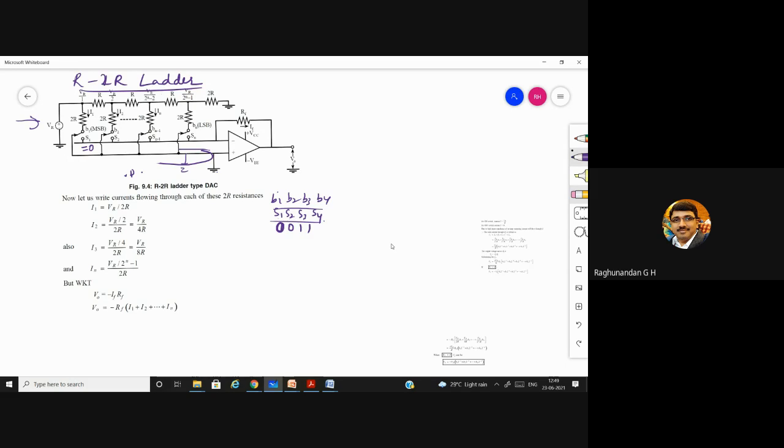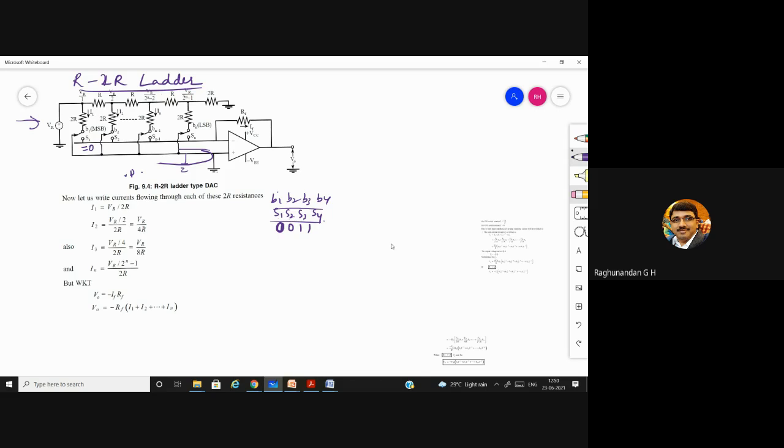How will we be finding this value? To find this, see, I1 is the current which is flowing in the first branch, I2, I3, like that. I1 is equal to VR by 2R. When it comes to the second, it will be VR by 2. And when it comes to the third line, it becomes VR by 4, because it will keep on dividing.